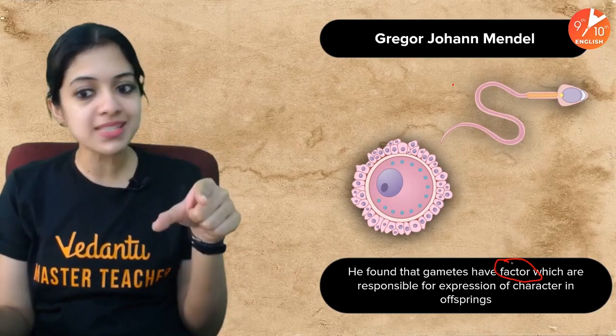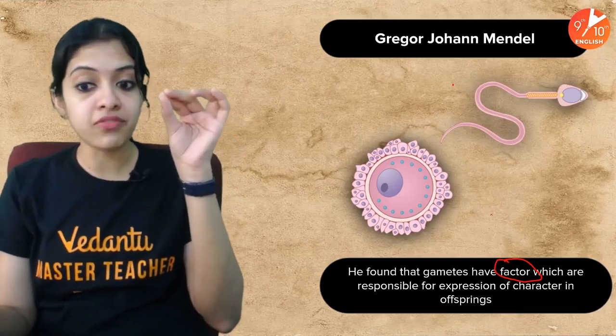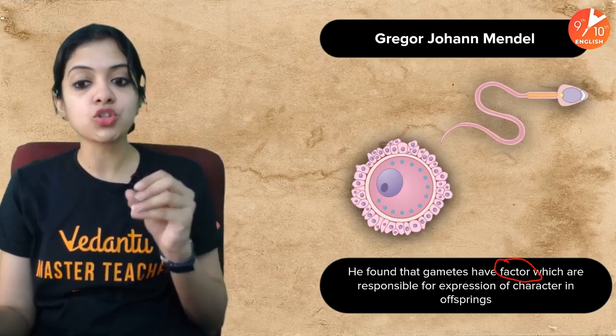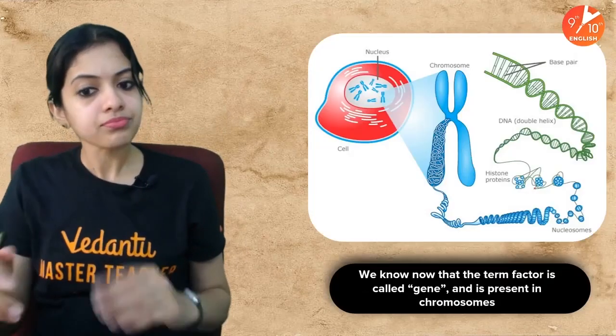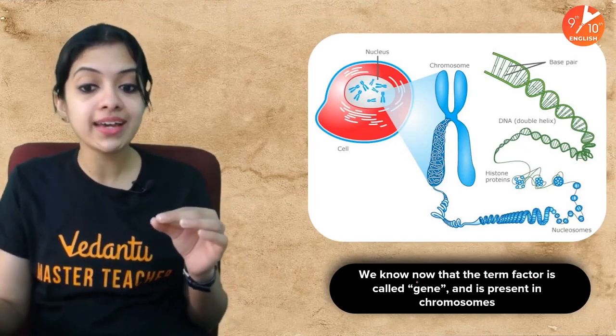I think I told you in session 1 that factors, which was a term used in olden times, is actually what we call genes today. Okay, so this is what Mendel came up with. The theory was that gametes have factors which are responsible for expression of characters in offspring. Today, as I told you, we know that the term factor is called gene.